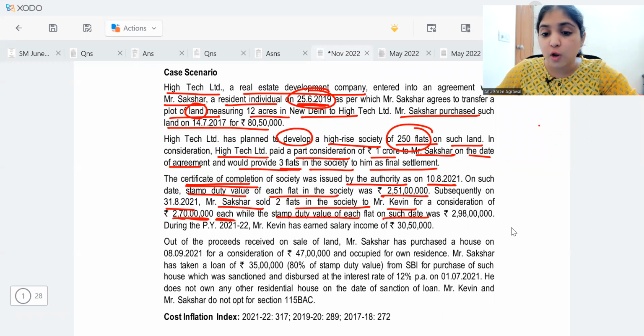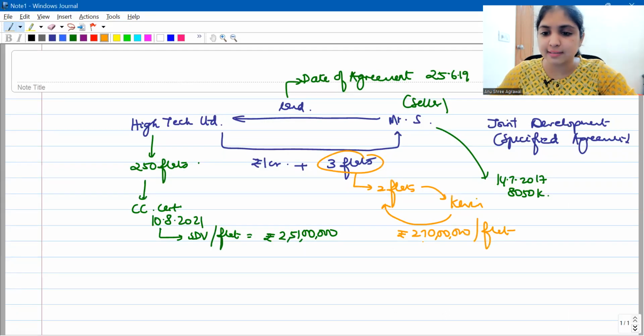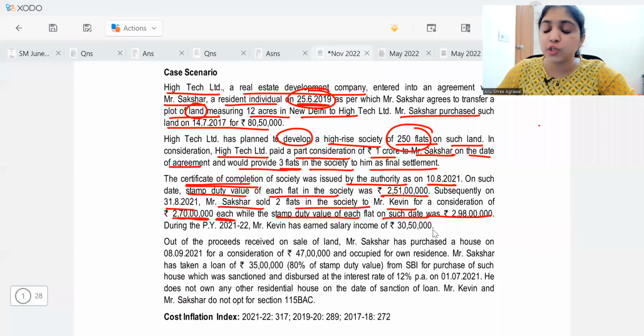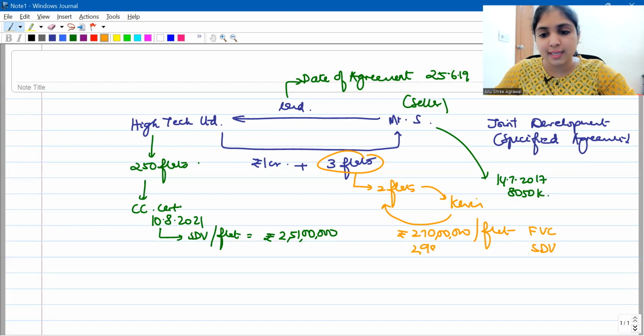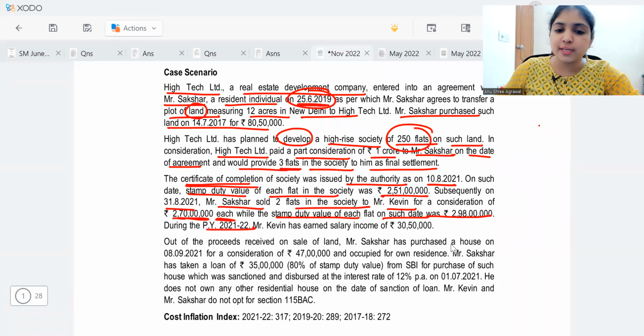The SDV of each flat on that date was 2 crore 98 lakhs. So this was the full value consideration, whereas the stamp duty value of these 2 flats that we are giving to Kevin is 2 crore 98 lakhs. Okay, then during 21-22, Mr. Kevin has earned salary income of 30 lakh 50,000. Then what else are they telling us?